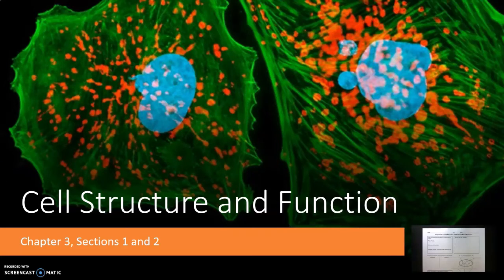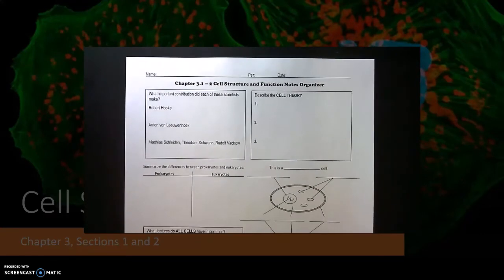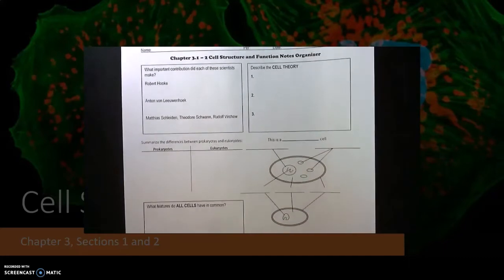Today we're talking about cell structure and function. This is in your textbook in Chapter 3, Sections 1 and 2. Before we get started, check to make sure that you have your notes organizer downloaded. This has a place for you to write down all of the important information and really helps you to focus on the key points from the notes.